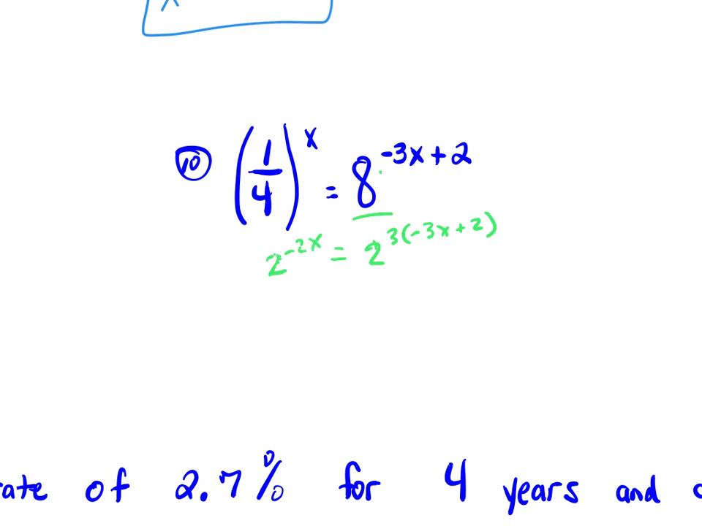So now our bases are the same. We can cancel them out. -2x is equal to, I'm going to distribute. So this is -9x plus 6. I can add 9x to both sides. So 7x is equal to 6. Divide both sides by 7. X is equal to 6/7.